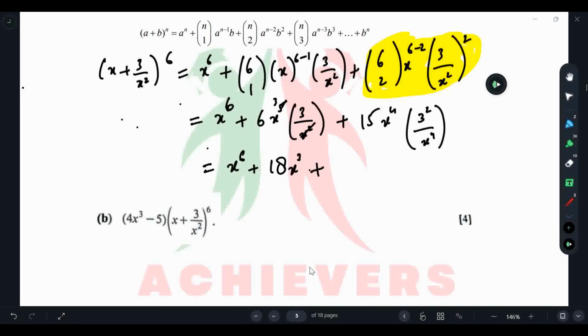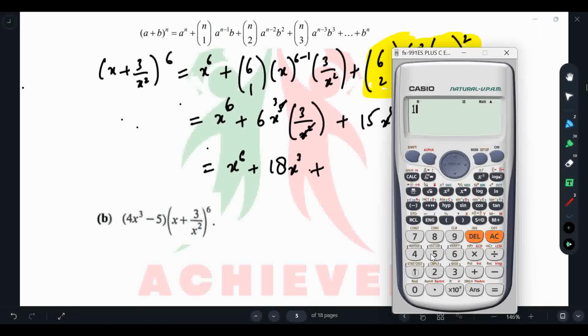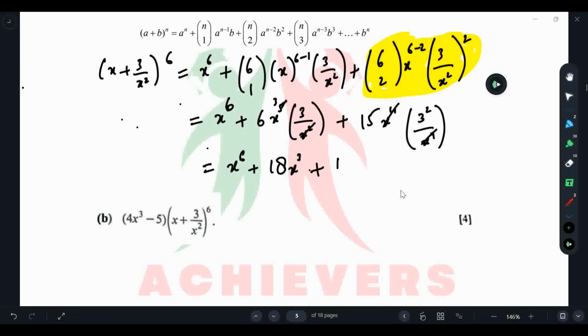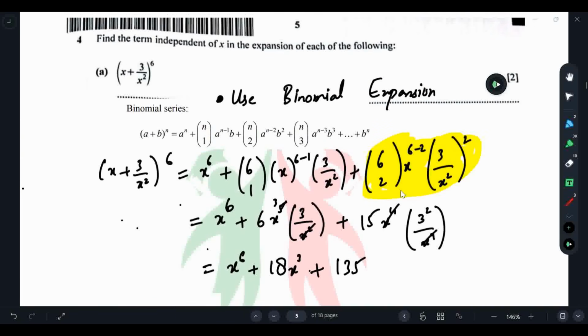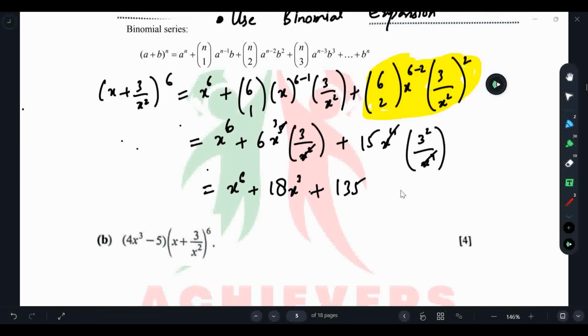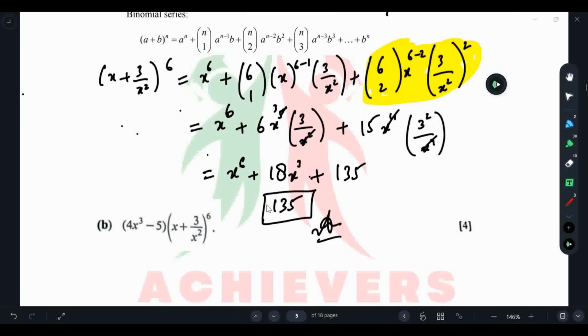Now plus, we can cancel out these two. So 15 into 9 will be what? 15 multiplied by 9 is equal to 135. In the question it says to find the term independent of x in the expansion of this. So the final answer will be 135. This will be the final answer. I hope that the concept is clear. Let's move to the next one.